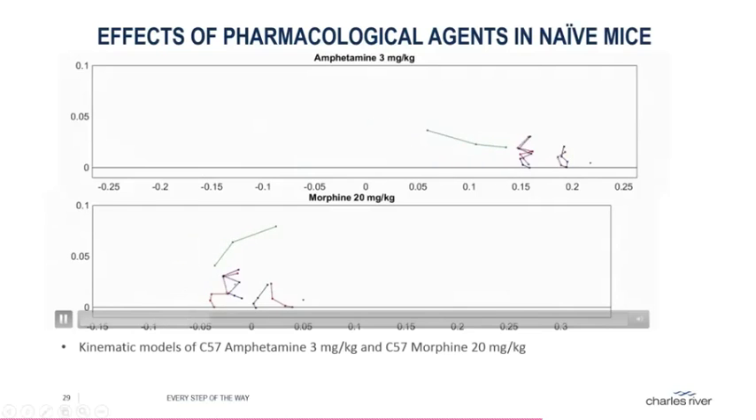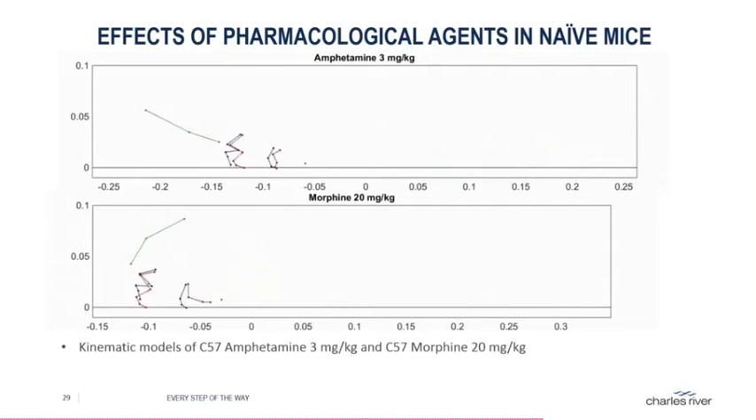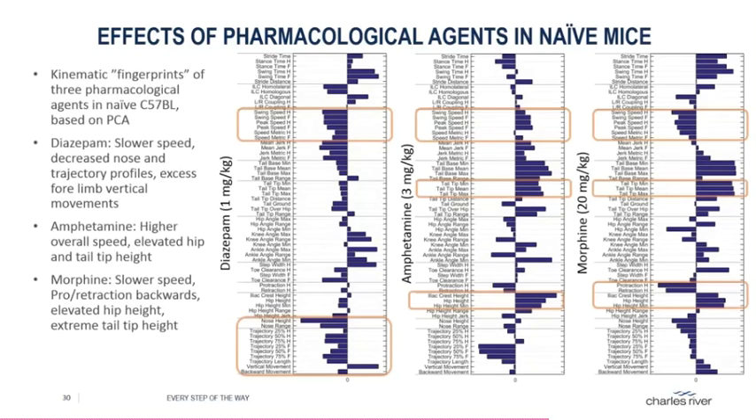Similarly, as looking by eye, amphetamine doesn't seem to have very big effects on gait, whereas morphine induces very distinctive tail positioning in the mice, as shown in the lower video. And here are summarized the kinematic fingerprints of these pharmacological treatments.